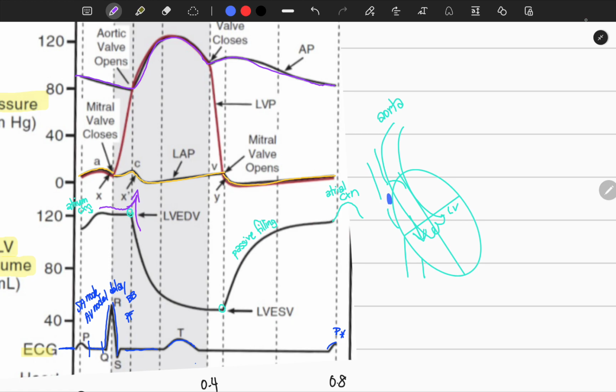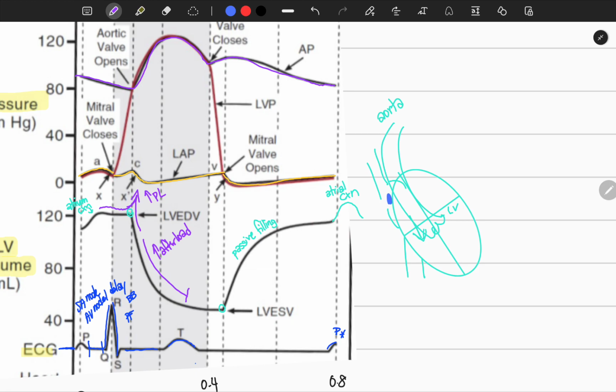If you increase the afterload, meaning how much back pressure is against the aorta and how much pressure you have to overcome to push the blood from the left ventricle into the aorta, this is going to cause this long, gradual downward slope. It's going to make that shorter if you increase afterload. And this is if you increase preload.